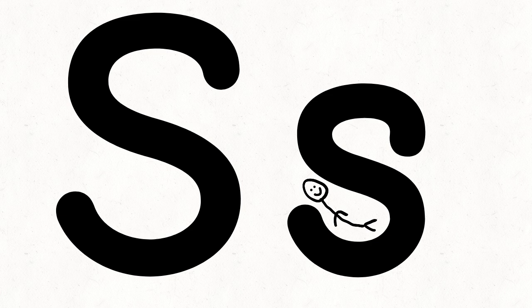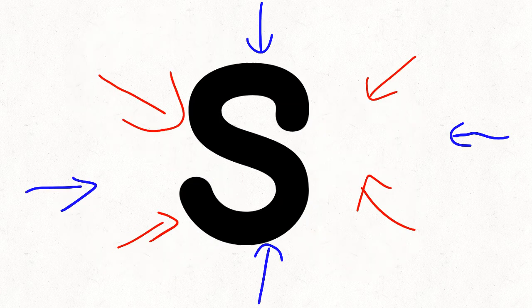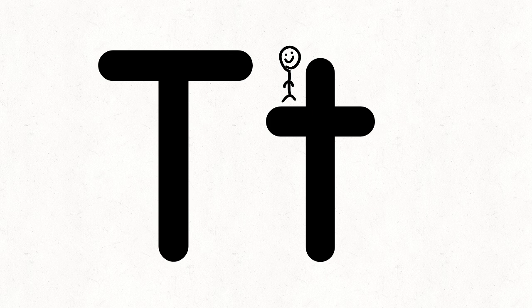Up next, S. For S, just make it smaller. Up next, T. For T, it looks like they made the top smaller and moved it down. So I'm gonna do the same thing. Up next, U. For U, let's make it smaller and add this little hump.